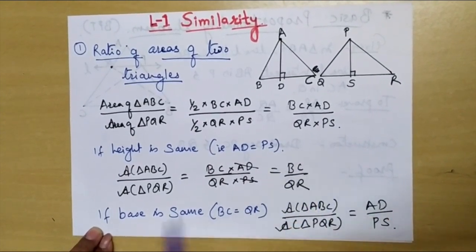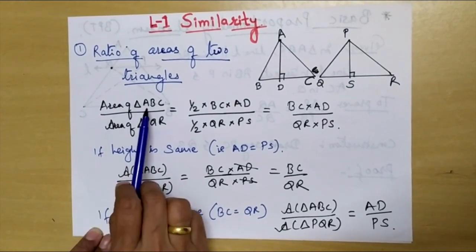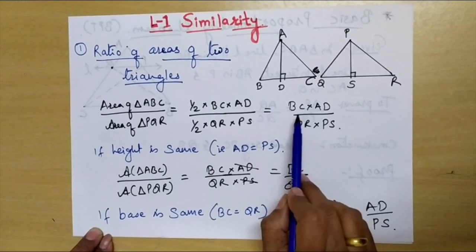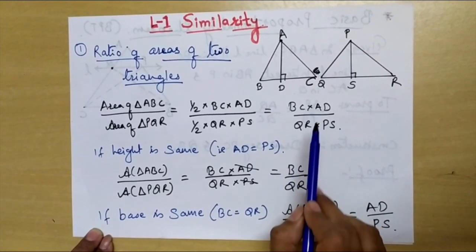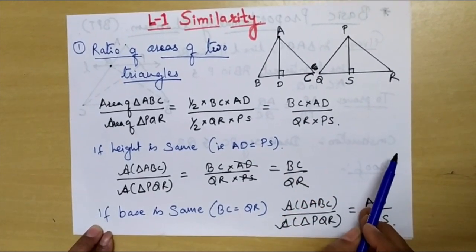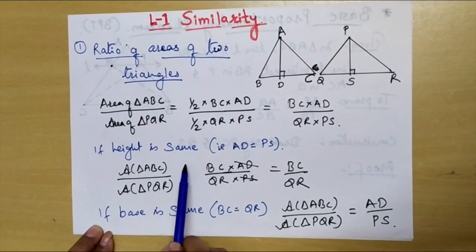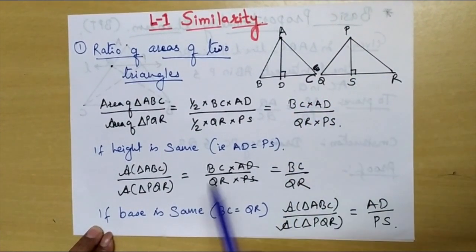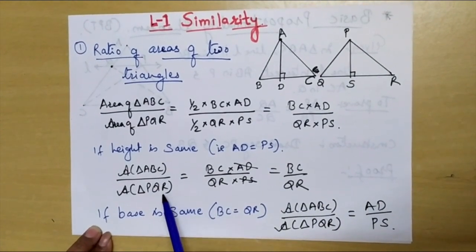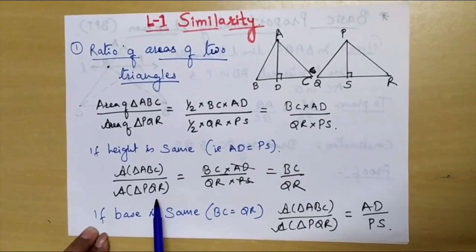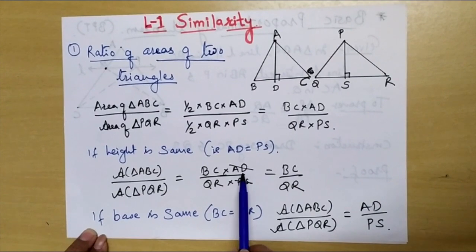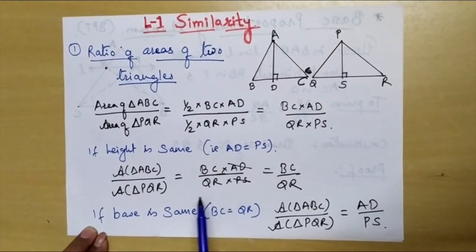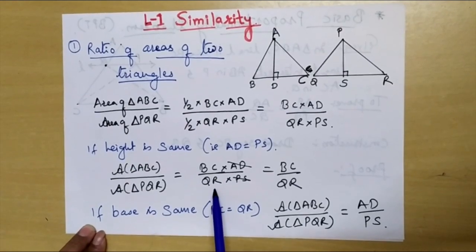That is, if we consider the ratio of areas of two triangles, then they are proportional to their corresponding base and height. Okay, but if the height is the same, that is if AD is equal to PS, then what will be the ratio of the areas of the two triangles? ABC upon PQR will be equal to, here as the height is the same, AD and PS will get cancelled and it will be equal to BC upon QR.